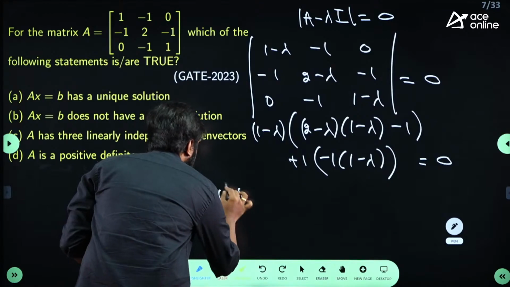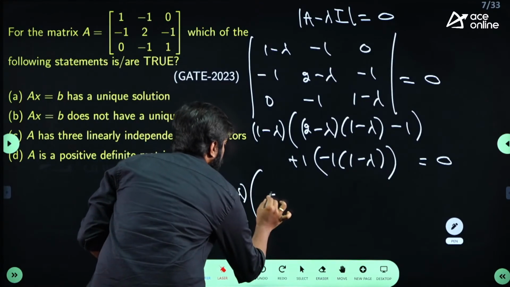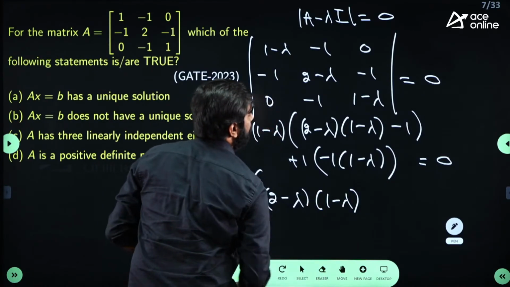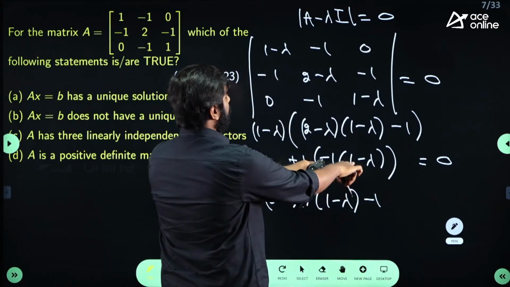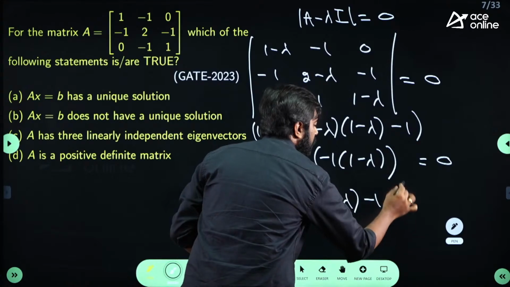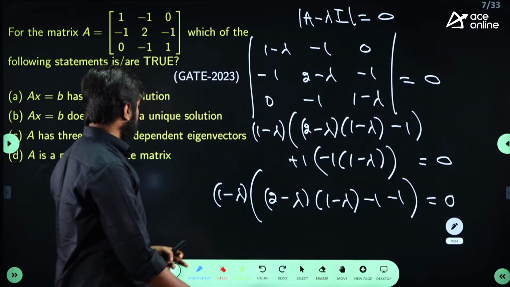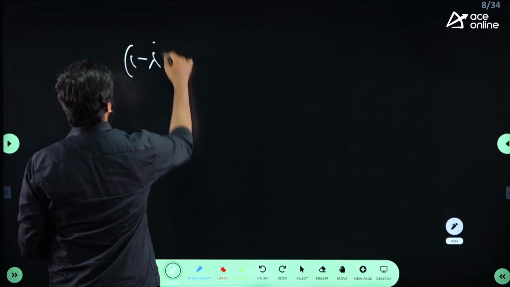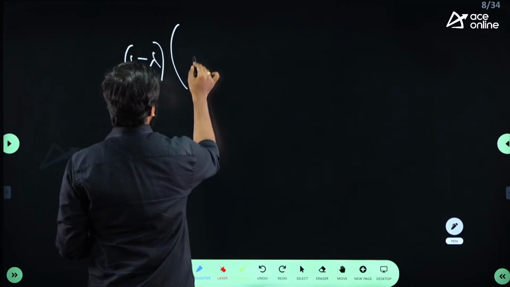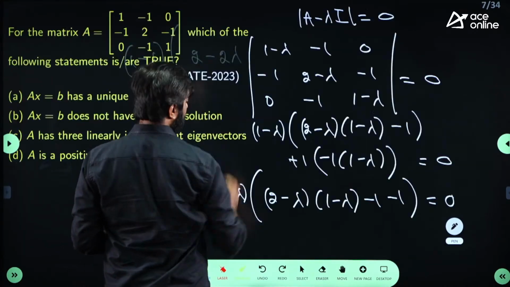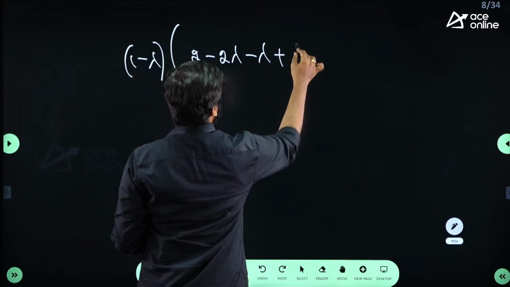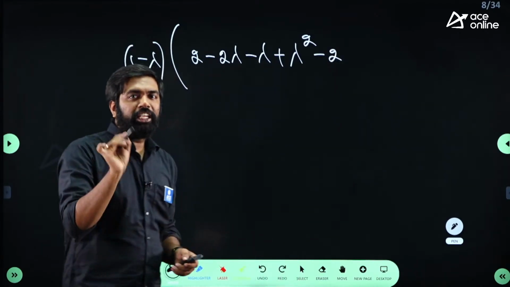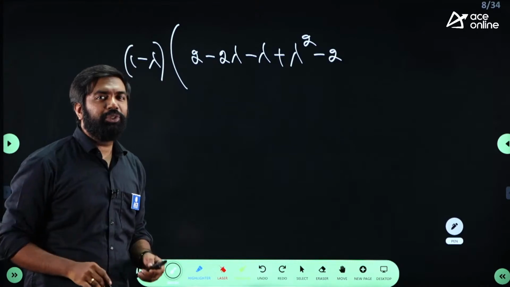If you take 1 minus lambda out, let's see what is left. So you have this (2 minus lambda) into (1 minus lambda) minus 1, and then here if you take 1 minus lambda out, minus 1 is left over. So try to simplify this. This is anyway 1 minus lambda, so let's go to the next factor and try to expand this. So this is going to give you 2 minus 2 lambda, and then minus lambda plus lambda square, and then minus 2. Can you people post the eigenvalues in the chat section?